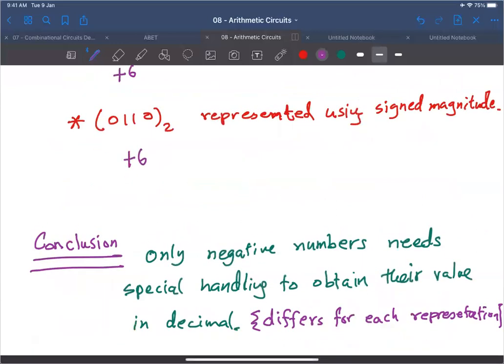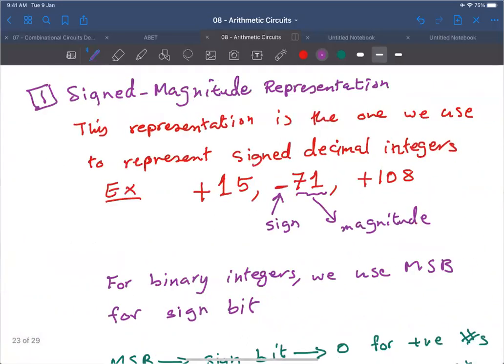So in conclusion, only negative numbers need special handling to obtain their value in decimal. And this differs for each representation. So for that, we need to discuss each representation by itself. Now we start with the signed magnitude representation, okay? This representation is the one we use to represent signed decimal integers.